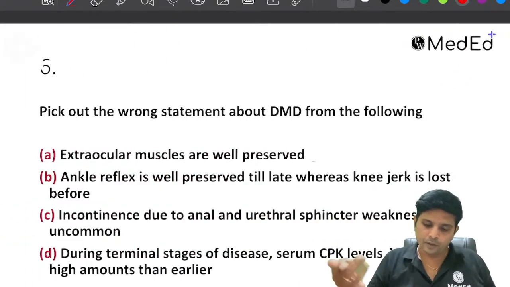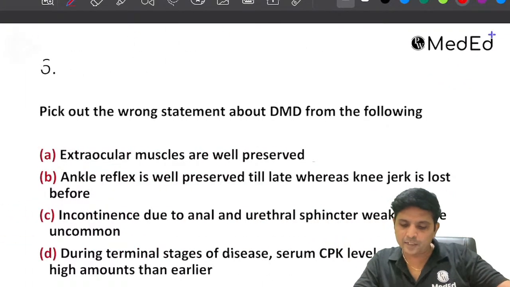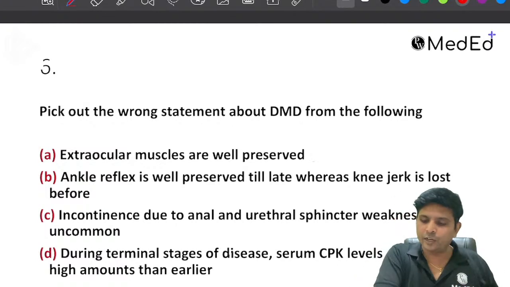That's it. Okay, pick out the wrong statement about Duchenne muscular dystrophy from the following. Can anyone tell me what this is? Duchenne muscular dystrophy. One second.